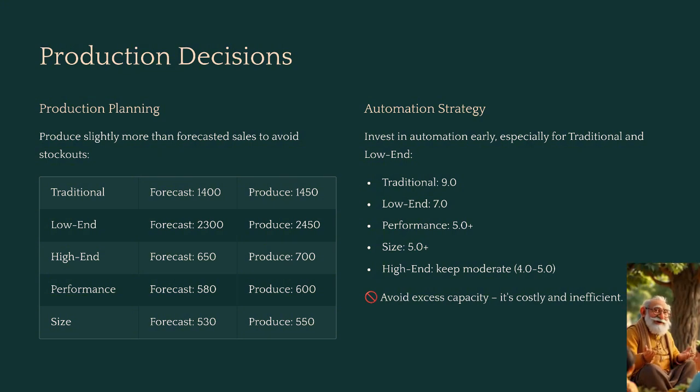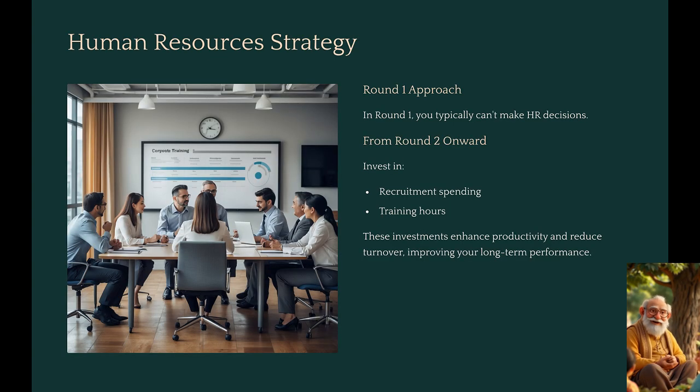Section 5. Human resources, skip in round 1. In round 1, you typically can't make HR decisions. From round 2 onward, invest in recruitment spending and training hours. This enhances productivity and reduces turnover.